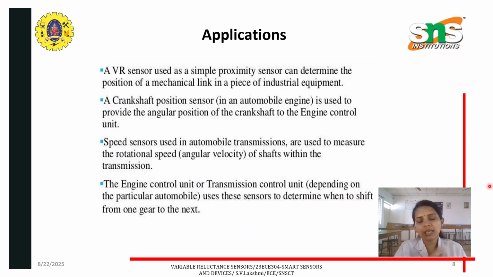The applications: they are mainly used as proximity sensors, which are used to determine position, for crankshaft position in the automobile sector, and as speed sensors in the automobile transmission. Also, the engine control unit or the transmission control unit uses the sensor to determine when to shift from one gear to the next gear.